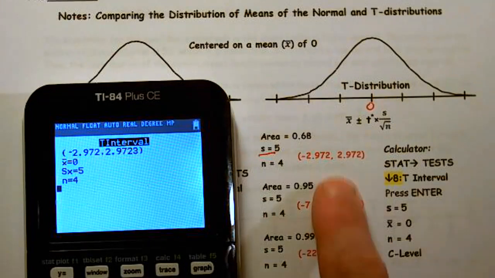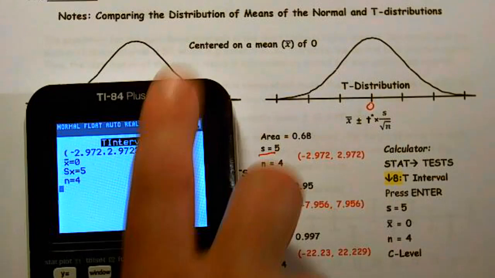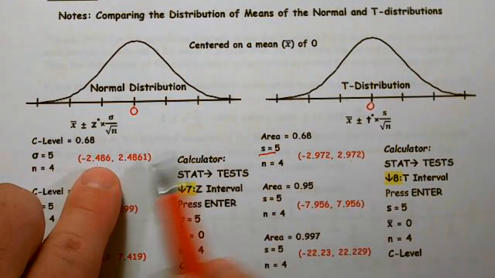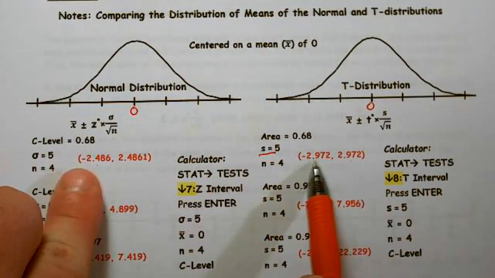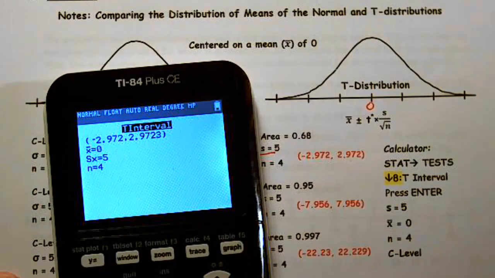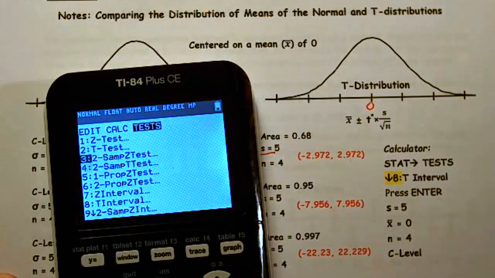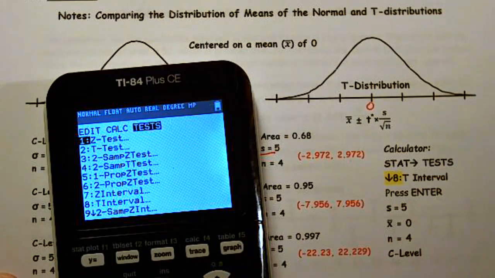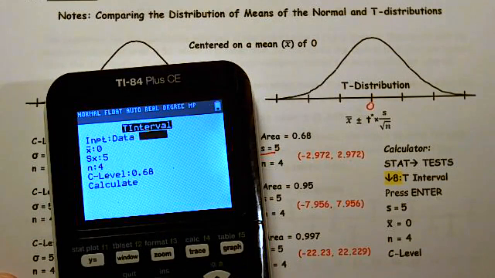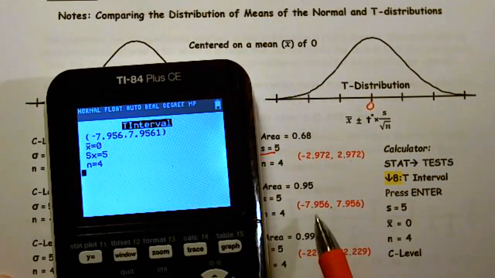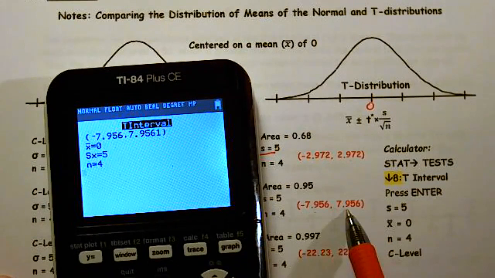And we'll notice we get this value, negative 2.97. And it's a little bit lower than this. And the positive 2.97 is a little bit higher than this, but not substantially different at 68%. Well, watch what happens when we go to 95%. Stats test number 8, t interval. And I'm just changing the confidence level to 0.95. And when I do that, I get negative 7.956 and 7.956.